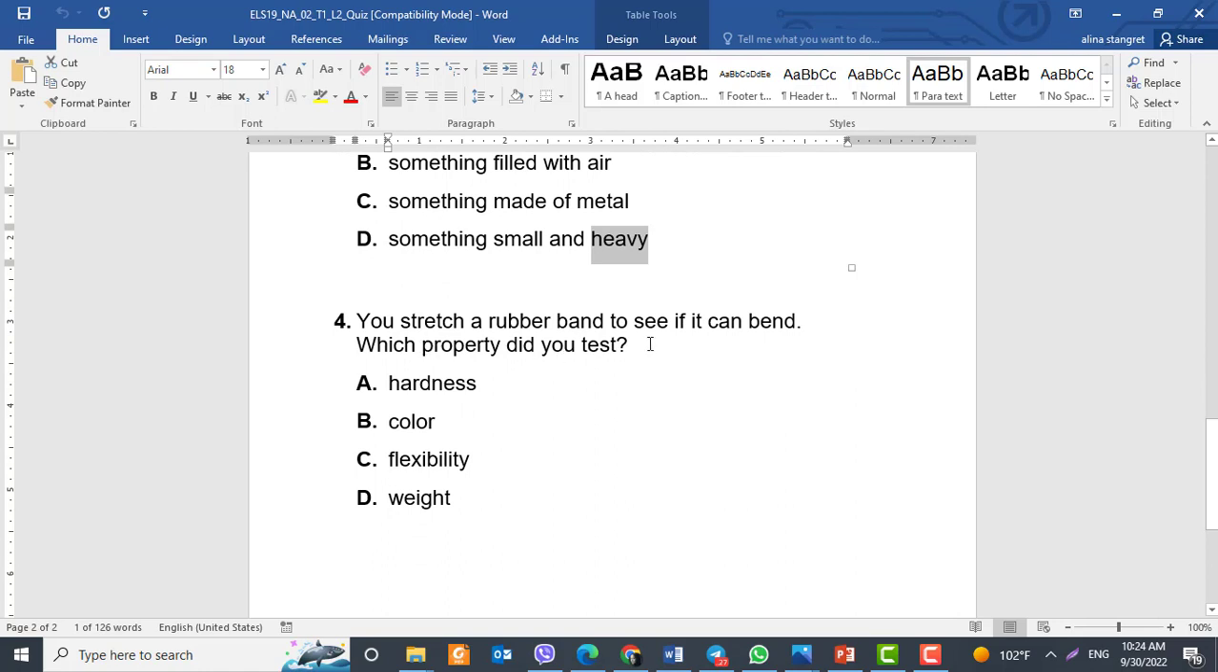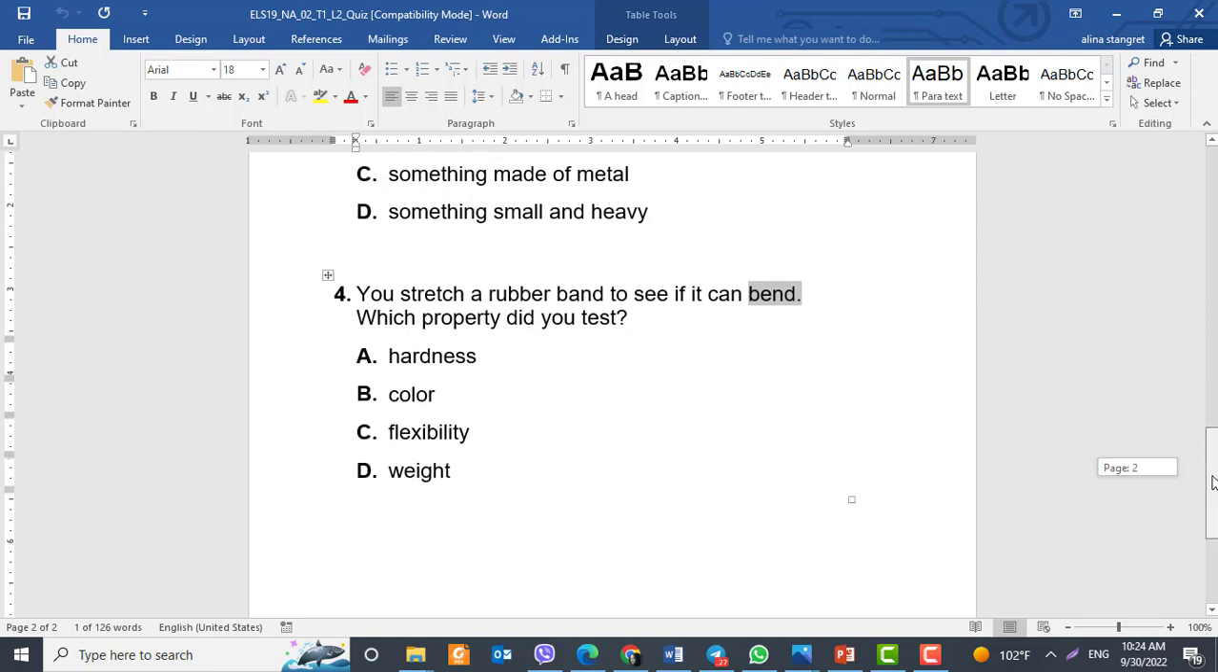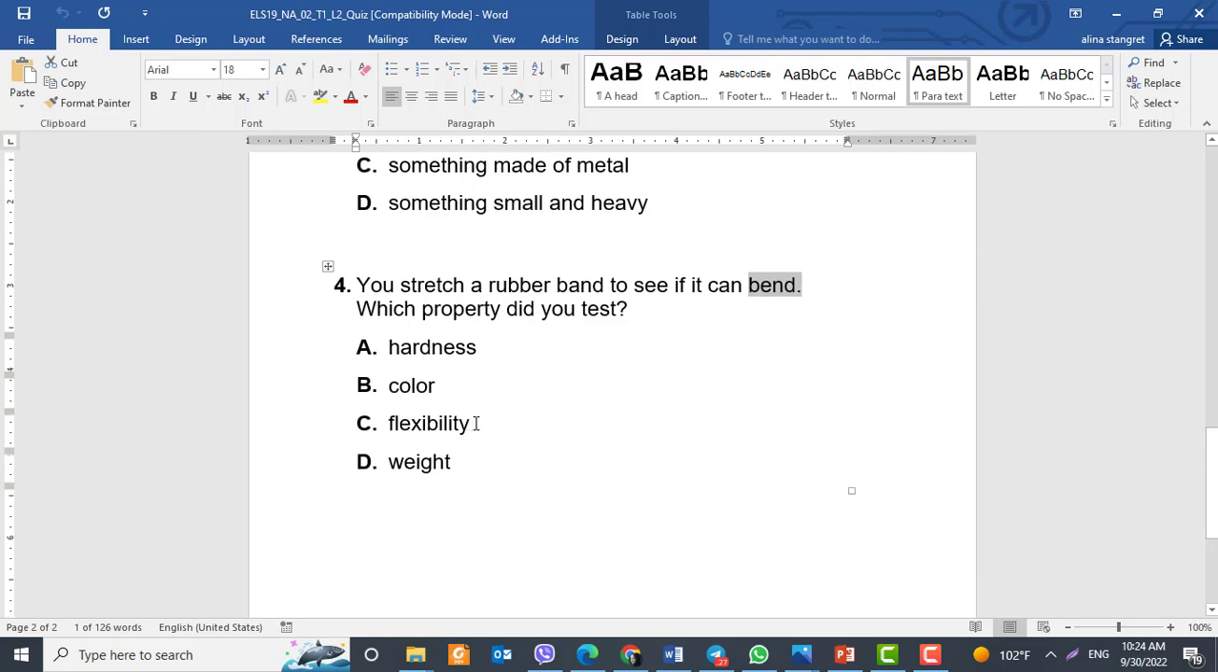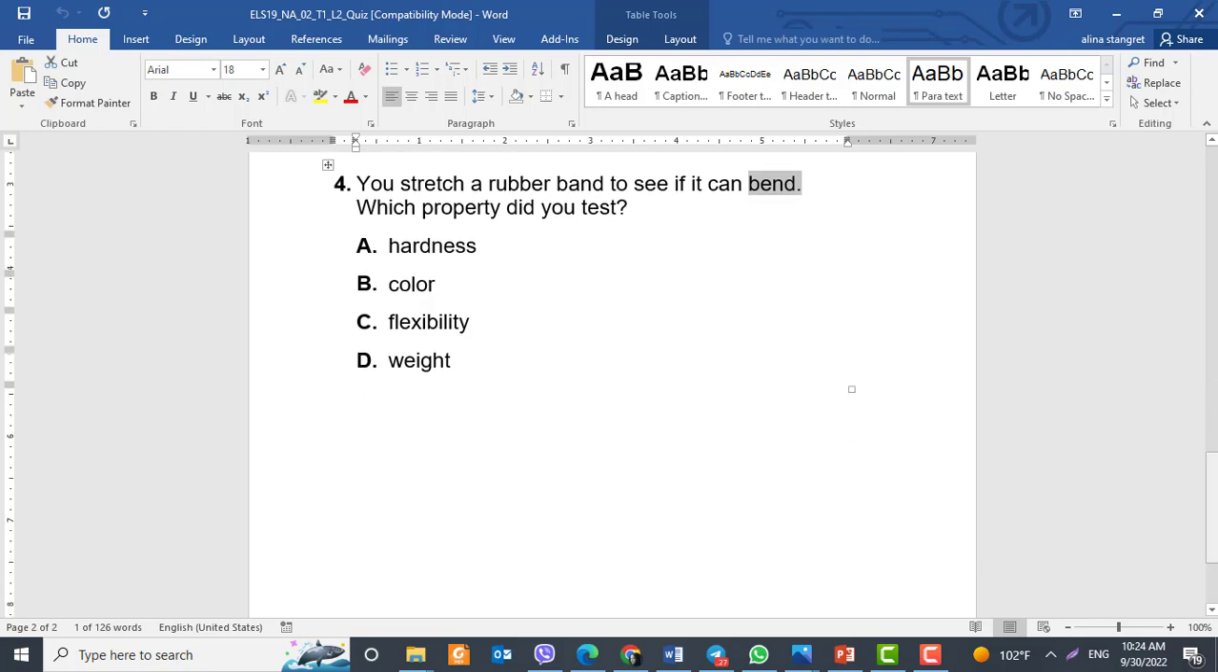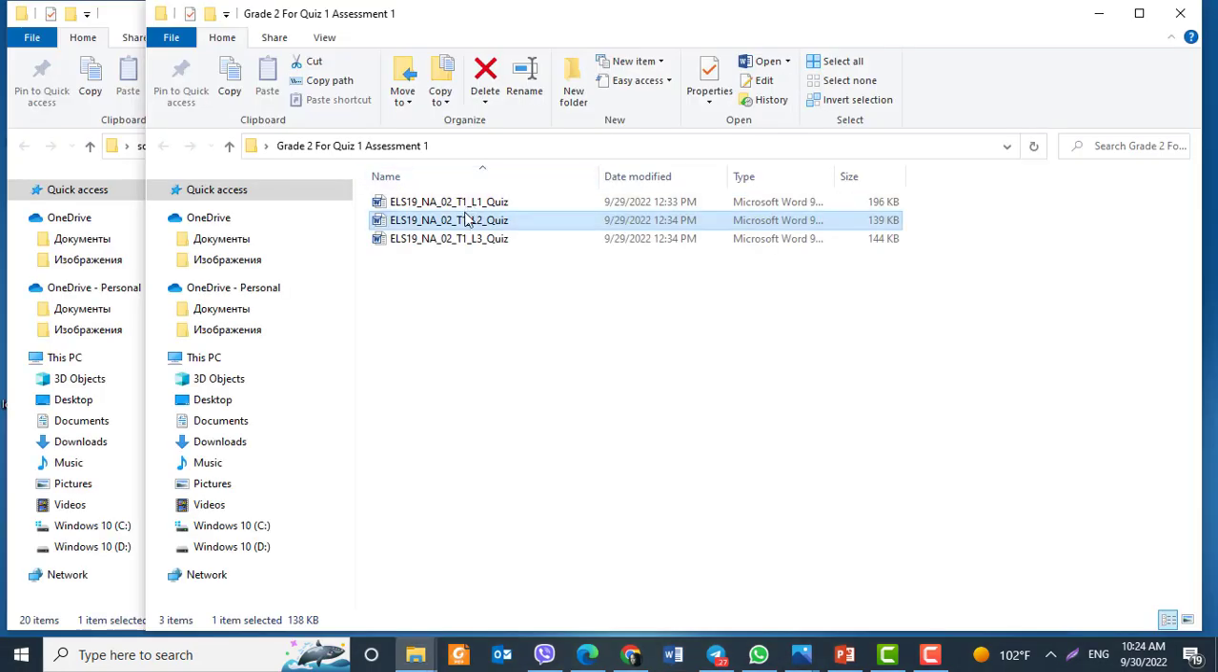You stretch a rubber band to see if it can bend. If the object can bend, it is very flexible. So by bending, we check if the object is flexible. We check flexibility, variant C. And let's have a look at quiz number 3.